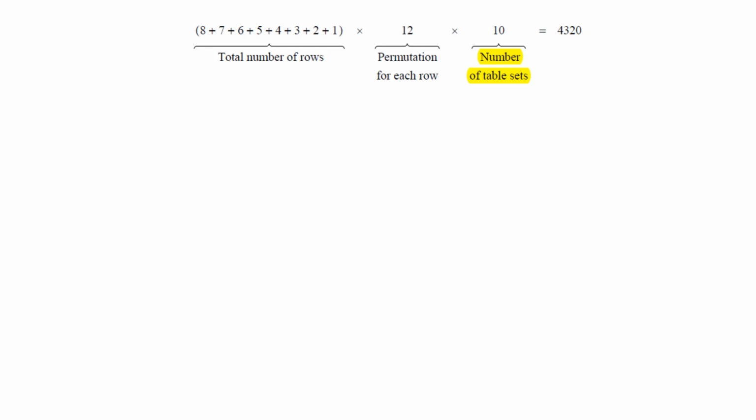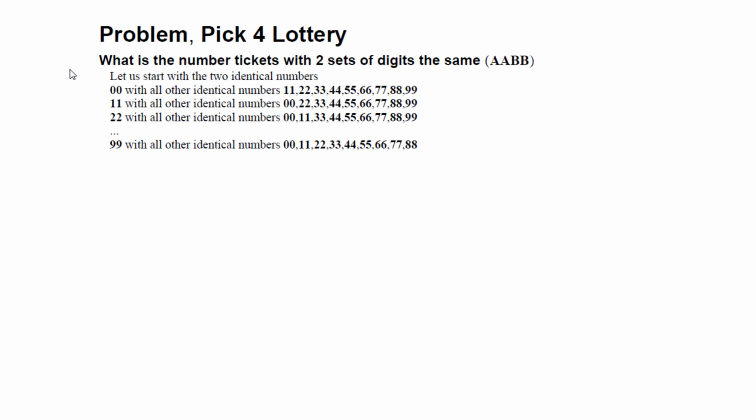And that is exactly similar to what we did before. We multiplied combination 9 choose 2 times 12 times 10, and we got 4320 tickets of that form AABC.